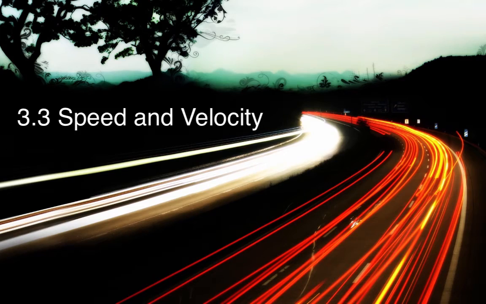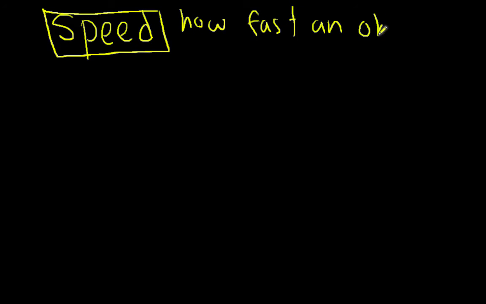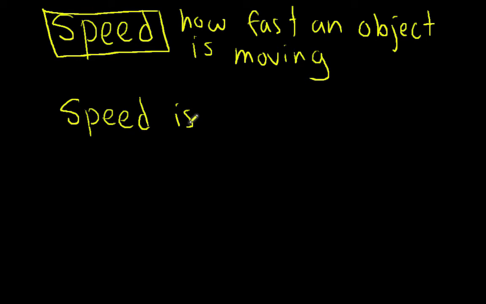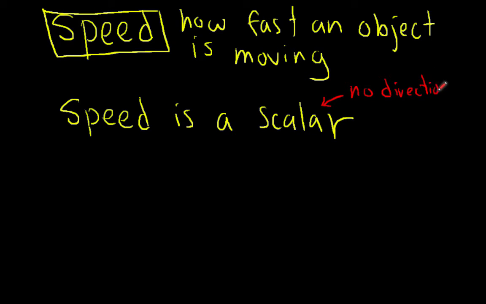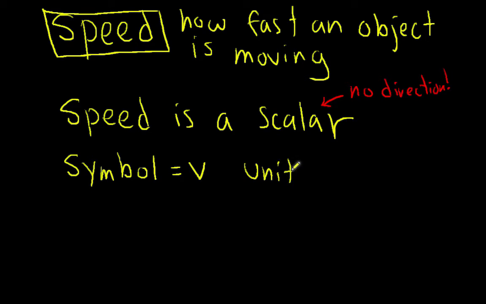3.3, speed and velocity. We'll start this lesson by looking at the quantity speed. Speed is a measurement of how fast an object is moving. Speed is a scalar quantity. This means that we don't use direction in our calculations for speed. Direction doesn't matter to speed because it's a scalar. The symbol we use for speed is lowercase v, and the unit is the meter per second, m/s.